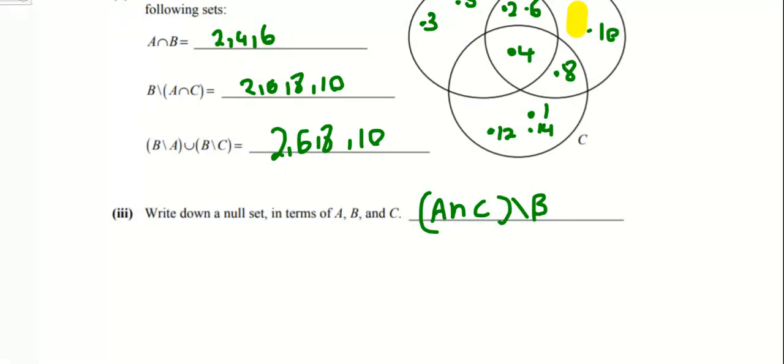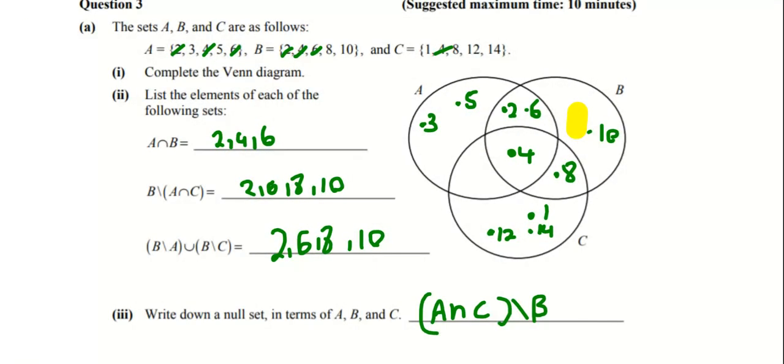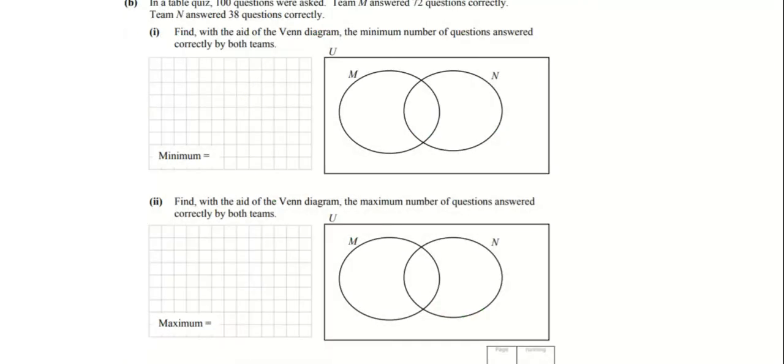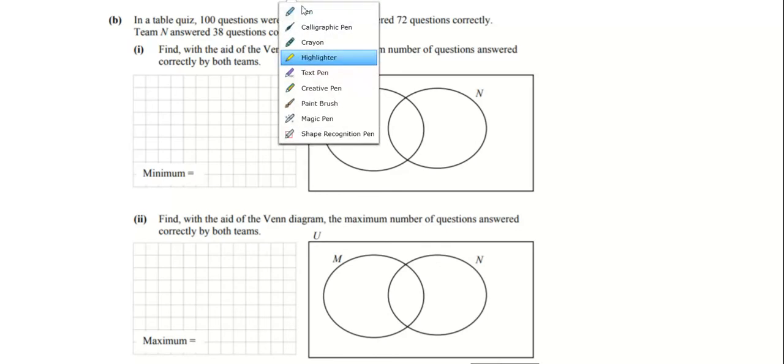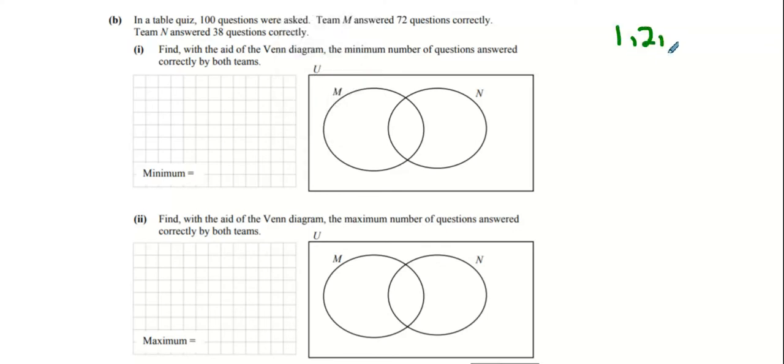Okay, let's move on. So what have I done so far? 1, 2, and 3. Now we're on to the next question. Maxes and mins. So this is going to be fun. Find with the aid of a Venn diagram the minimum number of questions answered correctly by both teams.